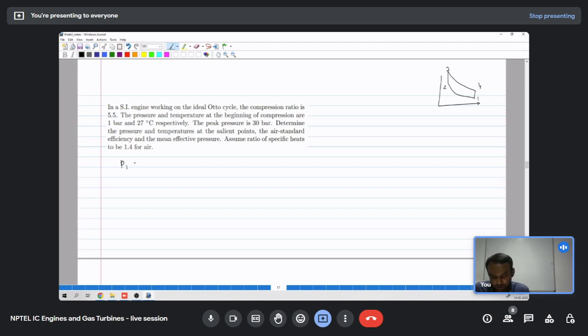Pressure at 1 is given as 1 bar. T1 is given as 27 degrees Celsius, which is 27 plus 273, which is 300 Kelvin. Compression ratio is given as 5.5, and peak pressure is also given as 30 bar. So that is P3 is 30 bar.